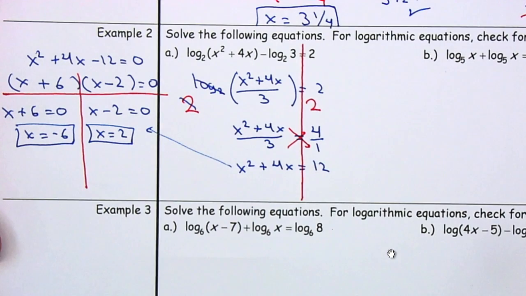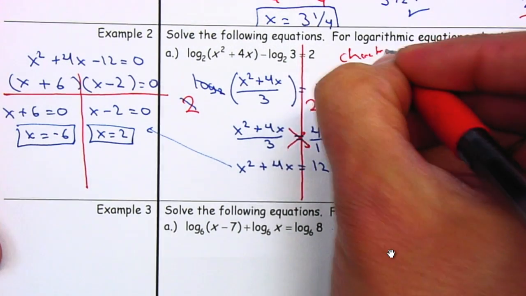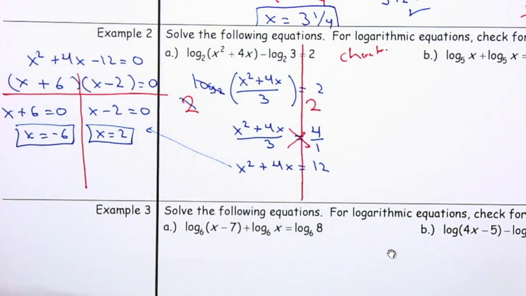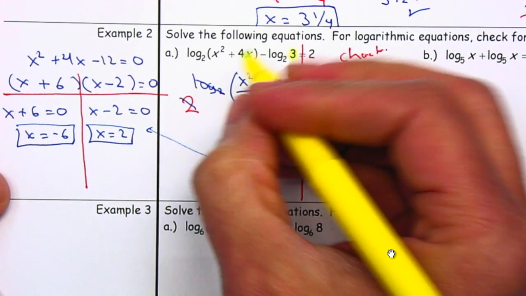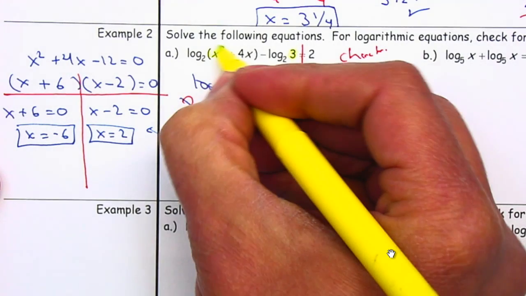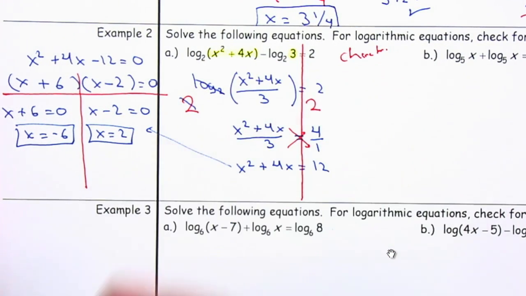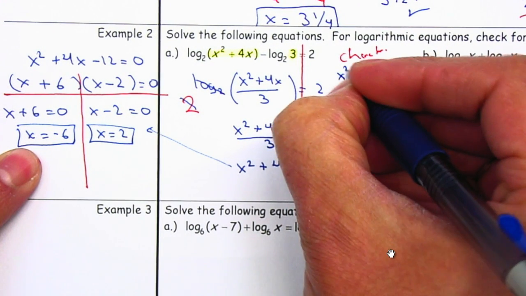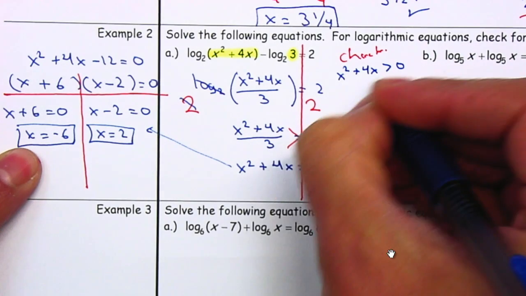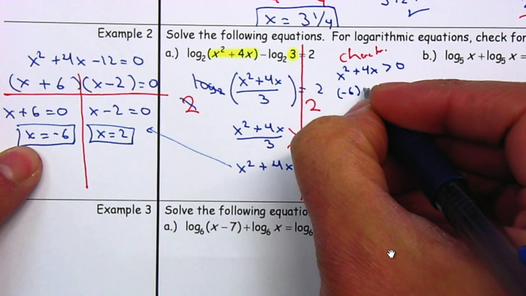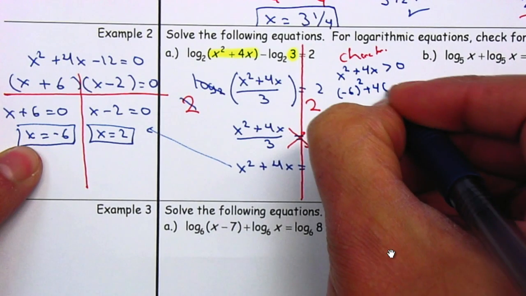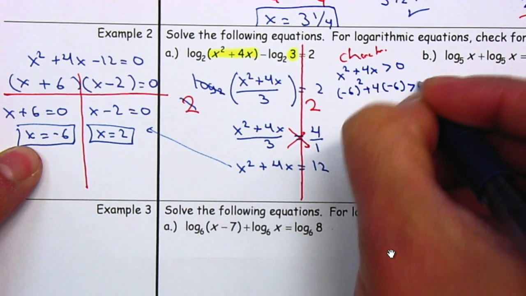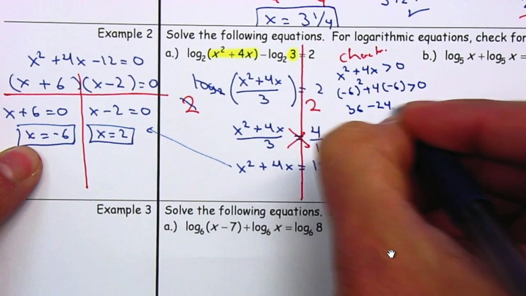Now, let me check the first one. There's no x on this log, so this is fine. The one that I need to check is I want to make sure that whenever I plug in the values of x, that will be bigger than 0. So let's check the first one. x squared plus 4x, we want it to be bigger than 0. I want to plug in a negative 6 squared plus 4 times negative 6 is greater than 0. 36 minus 24 is greater than 0?